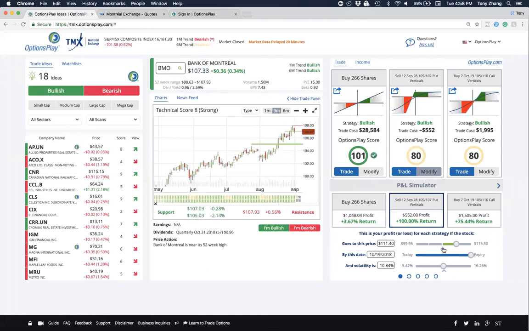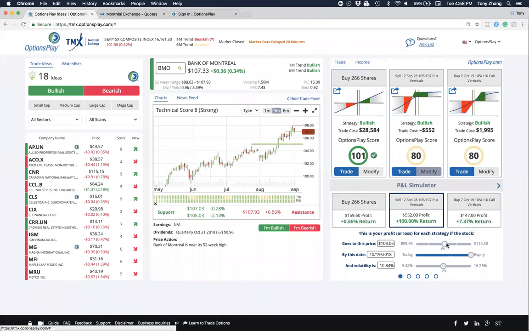So what happens if the stock stays exactly where it is? As you can see, obviously the credit spread here will take advantage of the fact that if the stock doesn't move, you're going to still receive that credit, $522, versus the debit spread actually loses money. So clearly, if you think the stock's going to stay where it is, you should not trade the debit spread.